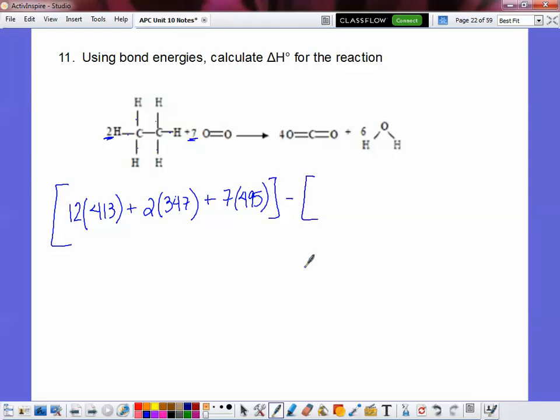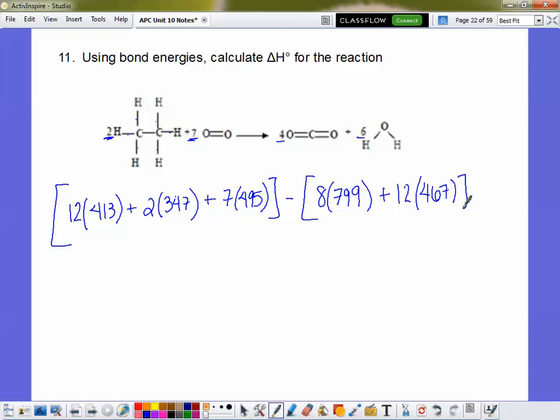minus, on the product side, we have 4 CO2s and 6 H2Os. Our 4 CO2s, each CO2 has 2 oxygen-carbon double bonds, so 8 total. 8 times 799. I'm just pulling all these numbers from the chart. Plus, in water, there's 2 oxygen-hydrogen bonds, and there's 6 water molecules, so 12 times 467. And that should be negative 2881 kilojoules per mole.